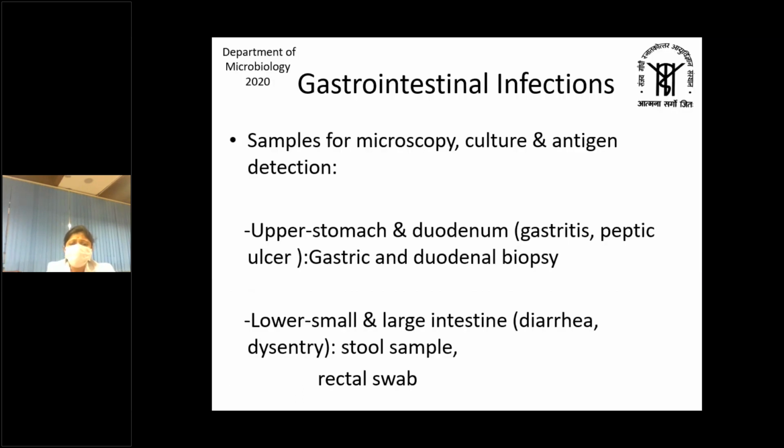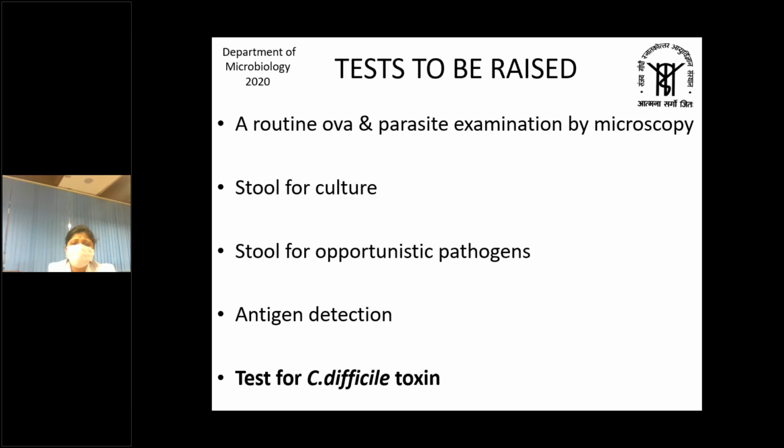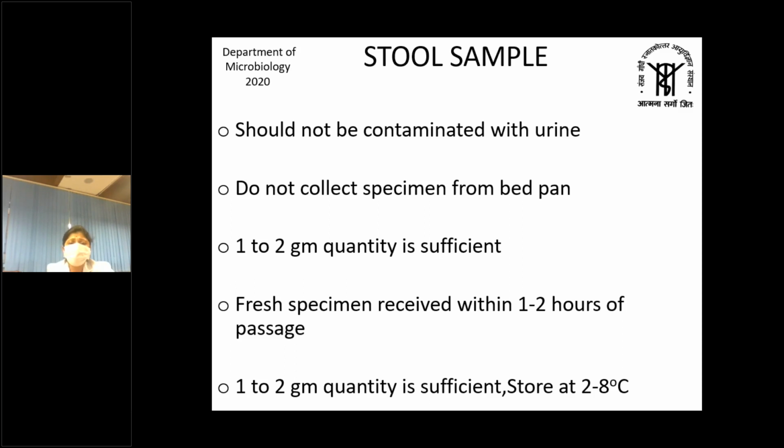For gastrointestinal samples, from the upper stomach and duodenum, biopsy samples may be sent. For the lower GI tract, a stool sample or even rectal swabs may be collected. Rectal swabs may also be collected for surveillance purposes. For parasitology, you can go to the parasitology section, where a routine ova and parasite examination may be done. We also look in stool for opportunistic pathogens, and antigen detection and C. difficile toxin ELISA are also available. Stool samples should not be contaminated with urine, and 1 to 2 grams is sufficient.